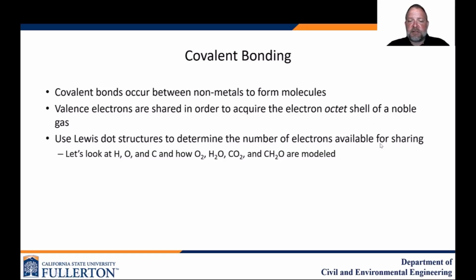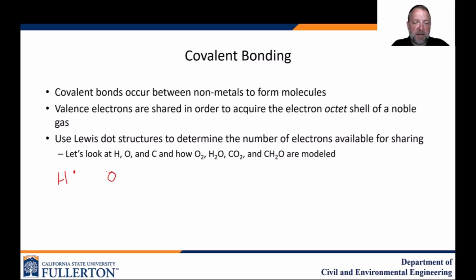We can use Lewis dot structures to determine the number of electrons available for sharing. So let's look at hydrogen, oxygen, and carbon, and how they combine together to form diatomic oxygen that we breathe, water, CO2, and CH2O. If you think about the Lewis dot structure for hydrogen, it's really simple. It's just one dot. So that is the Lewis dot structure for hydrogen.